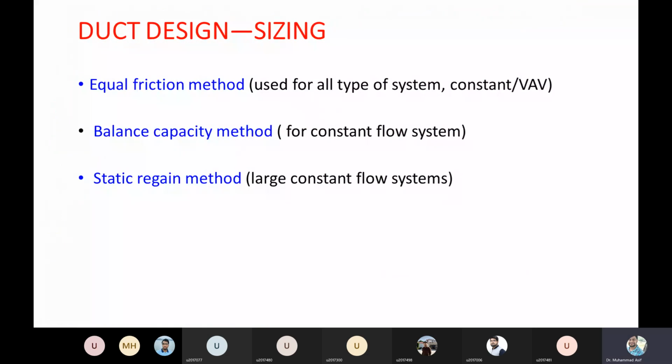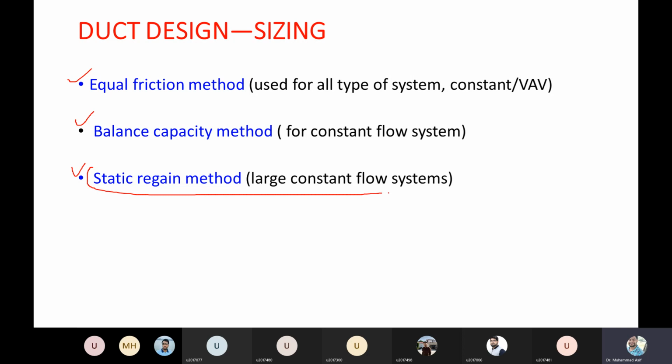The last one is the duct design, or duct sizing. I showed you one of the graphs previously, where you can get the diameter of the duct if you know any two parameters: one was the flow rate, and another one was either the velocity or the pressure drop. There are three different methods used for designing the duct. One is the equal friction method, another is the balanced capacity method, and the last one is the static regain method.